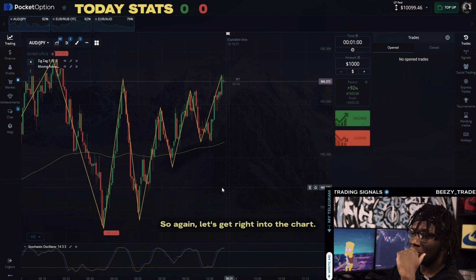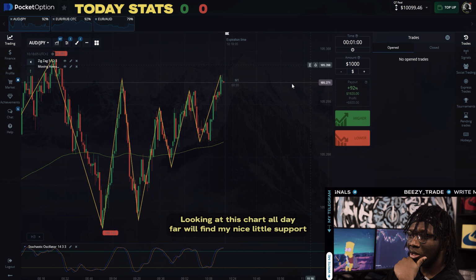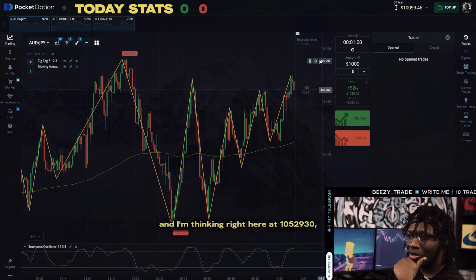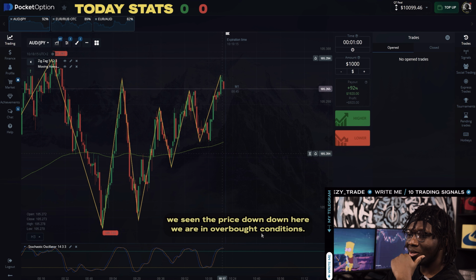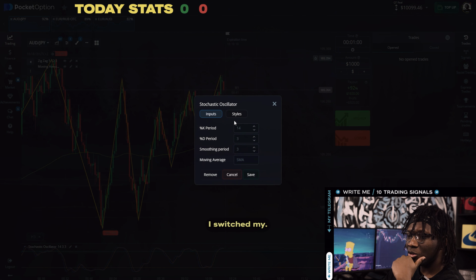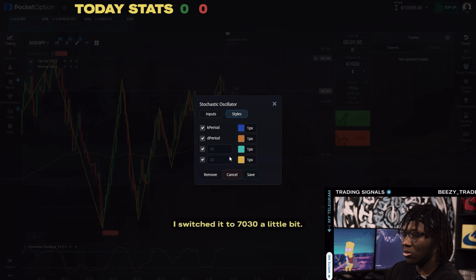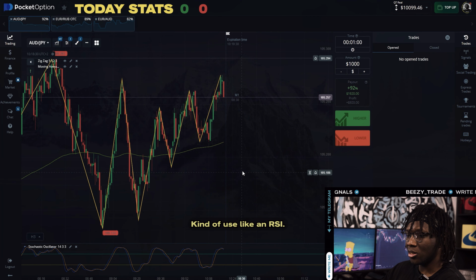So again, let's get right into the chart. As you can see, I've been here looking at this chart all day. Probably find my nice little support, and I'm thinking right here at 105.93. And we're seeing that price diving down right here. We are in overbought conditions. I might switch that to 70-30 a little bit, kind of use it like an RSI.